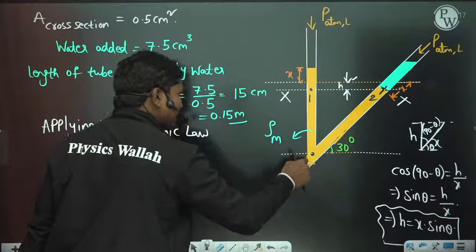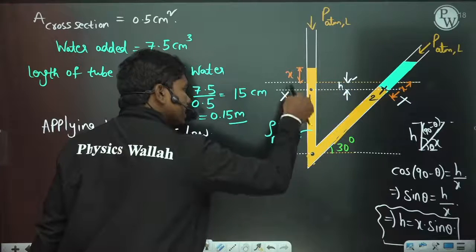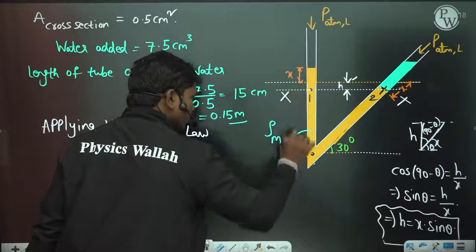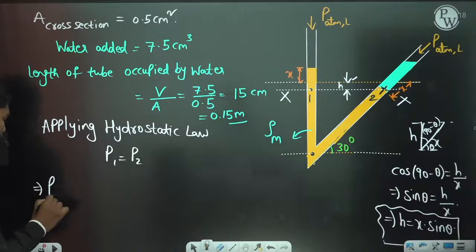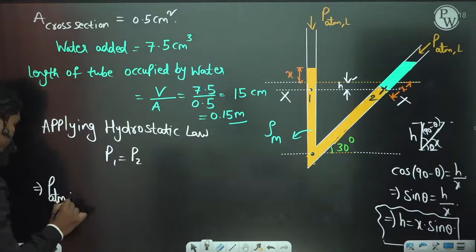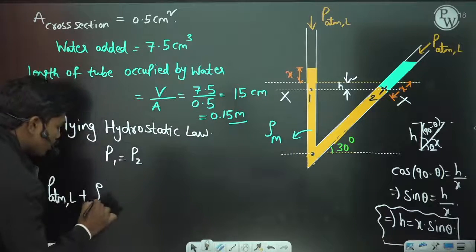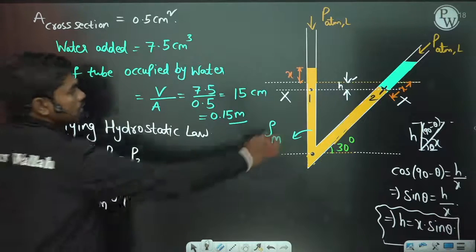So this is the same fluid and this fluid is in static condition. Whenever this fluid is in static condition, this point and this point should have equal pressures because they are on the same fluid. So P1 is equal to P2. So what about P1? PATM local plus density of the manometric fluid, times g into this total distance.